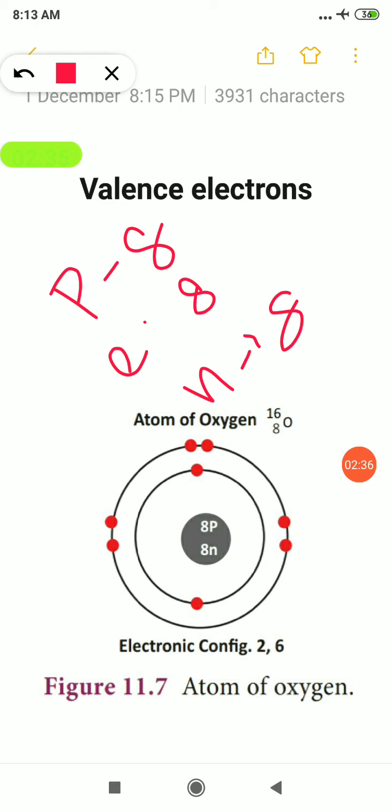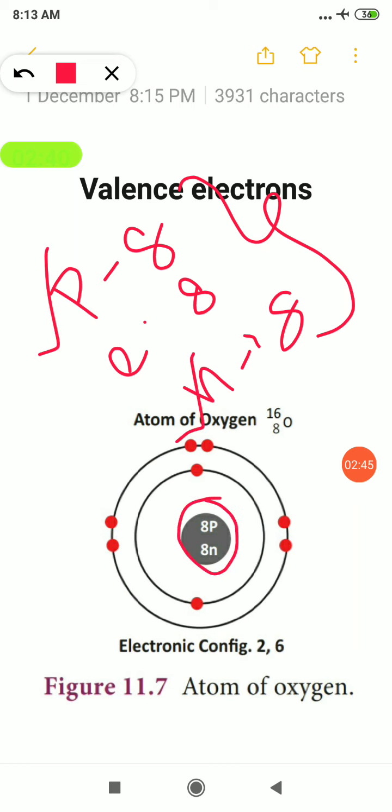Out of these 3 subatomic particles, we know that protons and neutrons will be in the nucleus. So this is the nucleus. It has 8 protons and 8 neutrons. Then what is remaining? The electron is remaining. How many electrons are there? There are 8 electrons in the oxygen atom. And what is the position of electrons? The electrons will be revolving around the nucleus in a specific path, that is orbit.